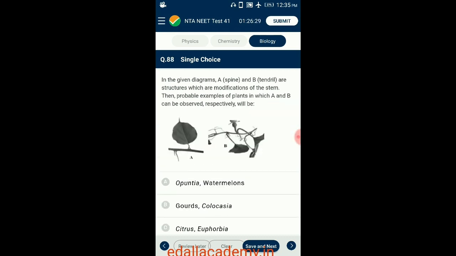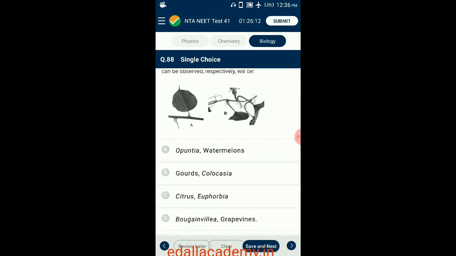Question number 88. In the given diagrams, A represents a spine and B a tendril, which are structures that are modifications of stem. Then the probable examples of plants in which A and B can be observed respectively will be. Underground stem may be modified to store food. Examples: potato, turmeric, ginger, colocasia, zamikand, etc. Stem may be developed into tendrils originating from axillary buds for support. Examples: grapevines and gourds, cucumber, pumpkins and watermelons.